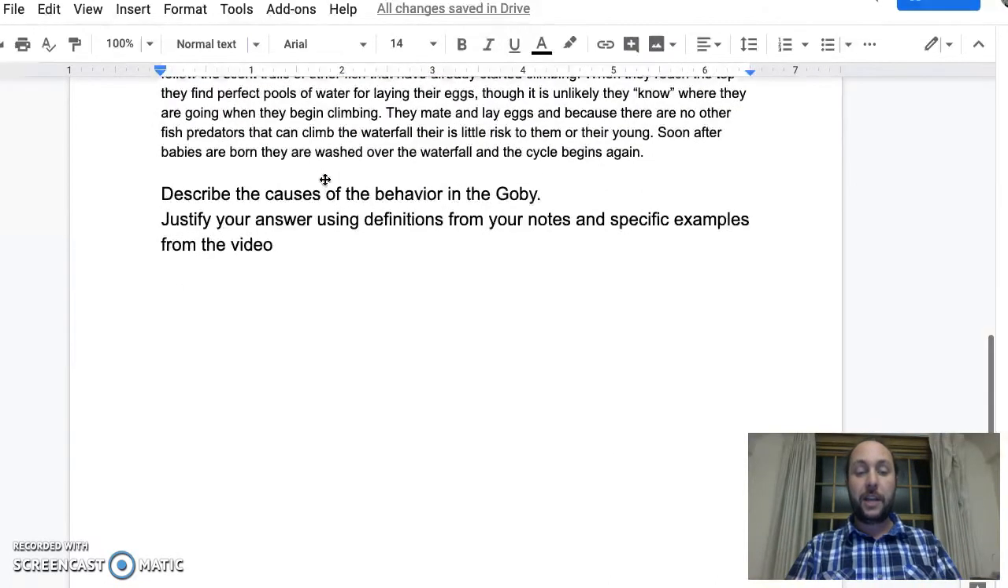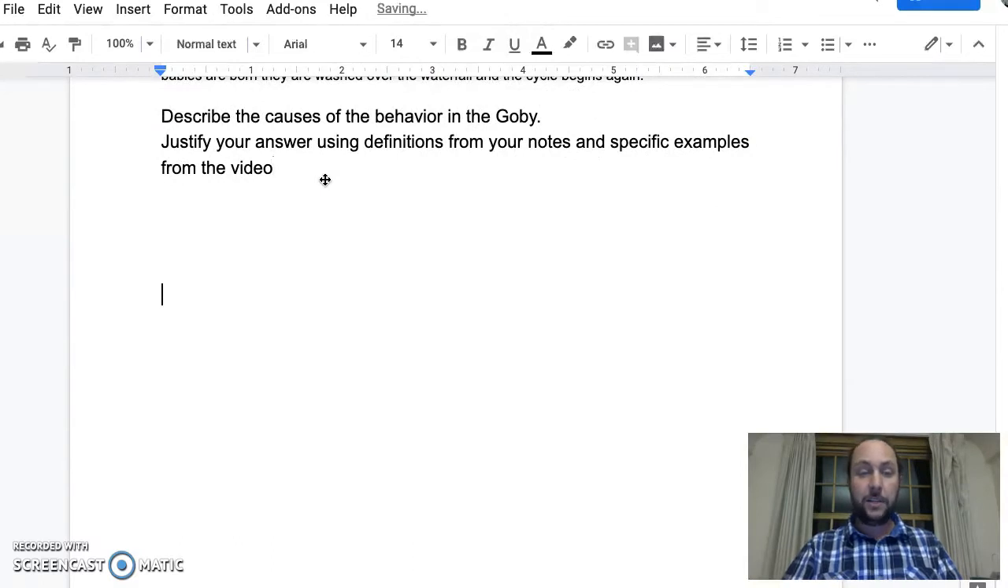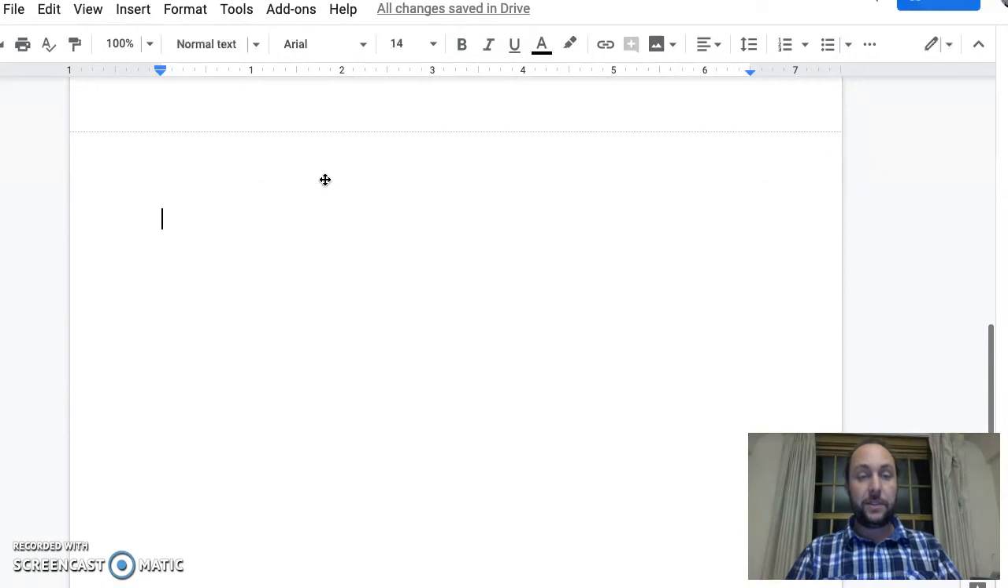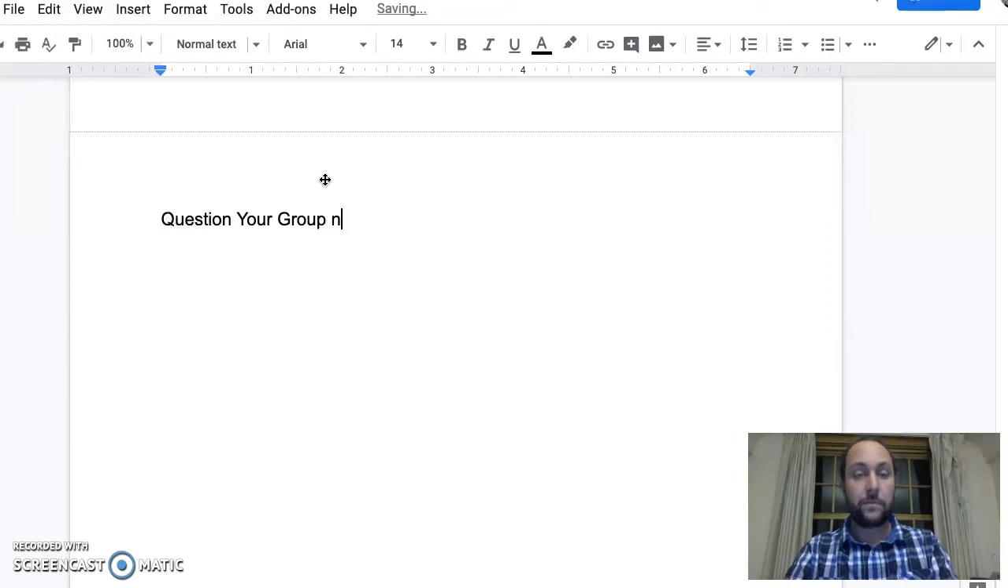And you're going to create a one-pager. And the one-pager is going to have a claim evidence reasoning statement. So you're going to write the question at the top of the page that your group answered. Okay? Okay, so the question your group answered will go at the top. The claim you are making based on your evidence.